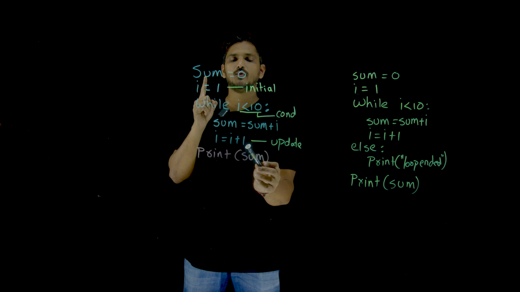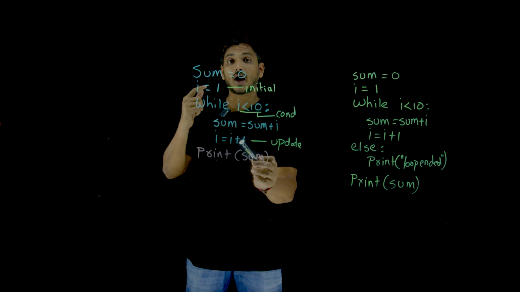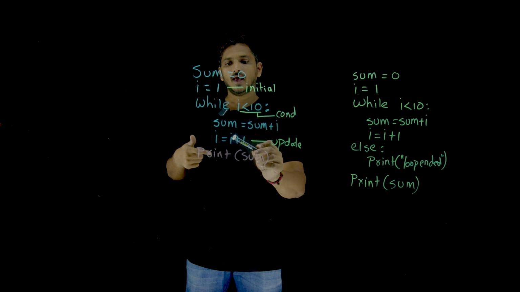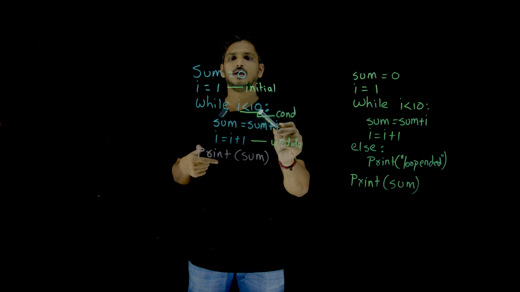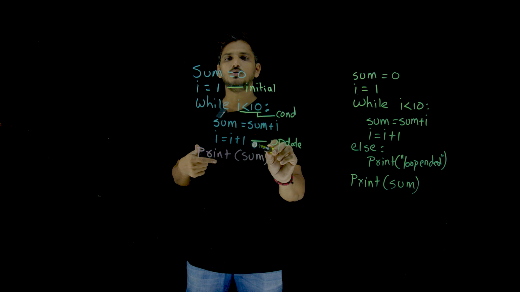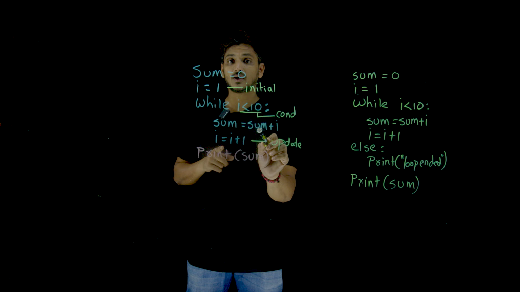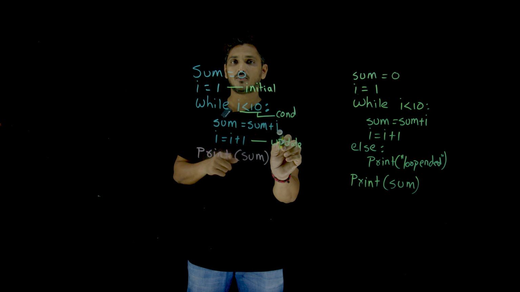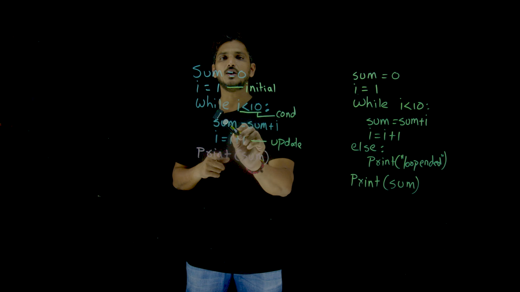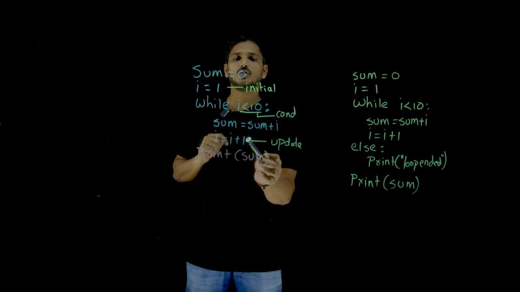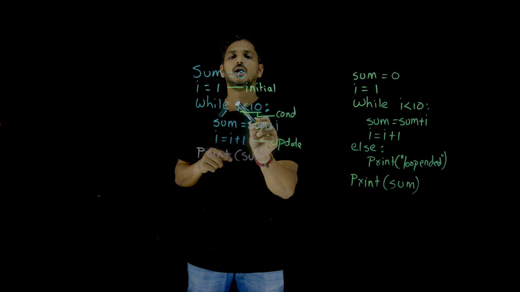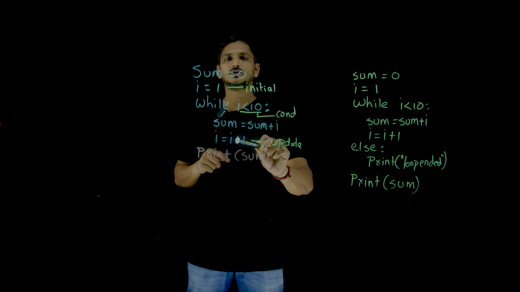Then update the i value. i is equal to i plus 1. Now i will become 2. Again check the condition: 2 less than 10. Again execute the body of the loop. Sum is equal to, what's the value of sum now? 1 plus, what is the value of i? 2. 1 plus 2 is 3. Sum is going to be updated to a value of 3. Again update i is equal to i plus 1. 2 plus 1 is 3. Again check the condition. 3 less than 10.